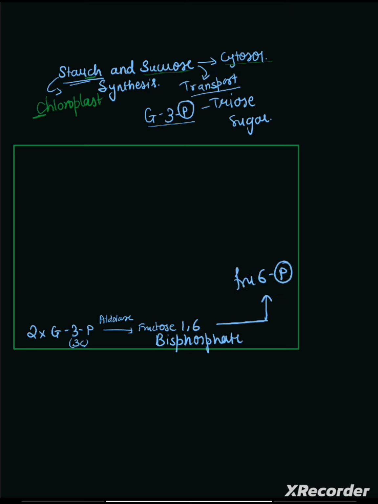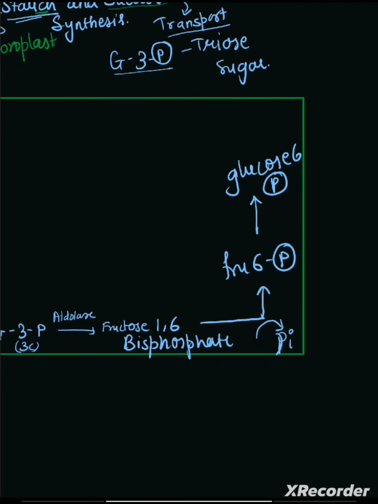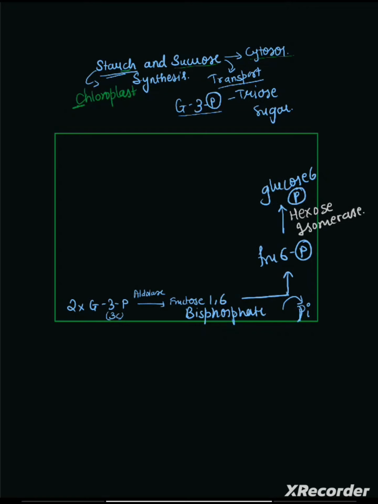From this, the next compound that is formed is fructose 6-phosphate. I'll just write the short forms. How is this formed? Basically, one phosphate has to be released, inorganic phosphate, right? So that is done and you get fructose 6-phosphate. From this fructose 6-phosphate, we form something called glucose 6-phosphate. Here these 2 are isomers of each other. So which enzyme will come here? Both are 6 carbons, so hexose isomerase.